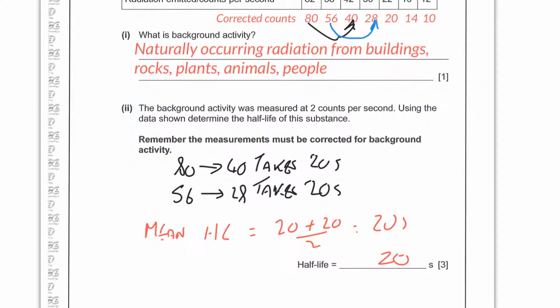So indicate where you're getting this from. So halving from 80 to 40 takes 20 seconds. Halving from 56 to 28 takes 20 seconds. And then to be really fancy, you're taking a mean of those 2 values to get another 20 seconds.